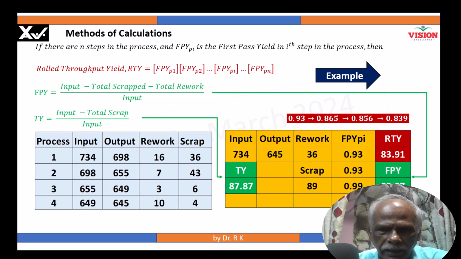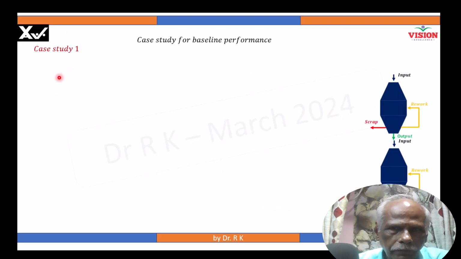First pass yield for the entire system is calculated by total scrapped, all this you add, 53, 59, 89. So this one is 10, 20, 36, right? So input 734 minus 36 minus 89 divided by 734 is the first pass yield for the entire system. But we do not consider this, as I told you. And rolled throughput yield is 0.839. We will see a case study.